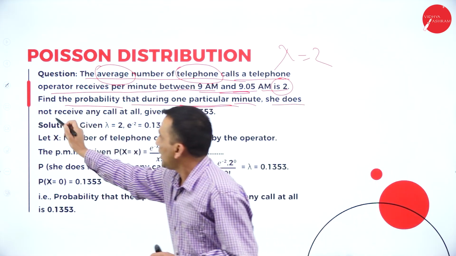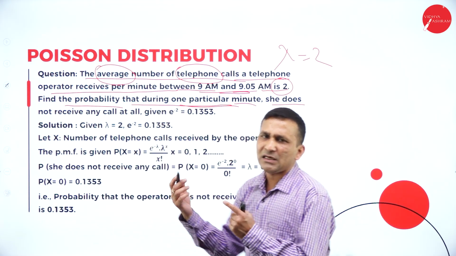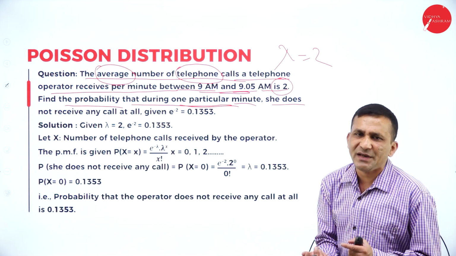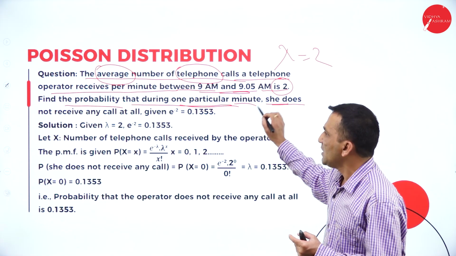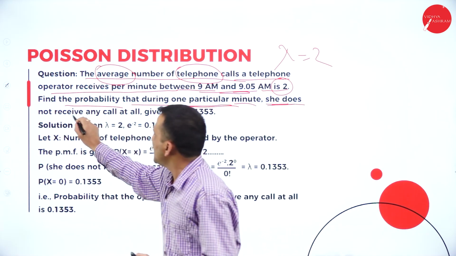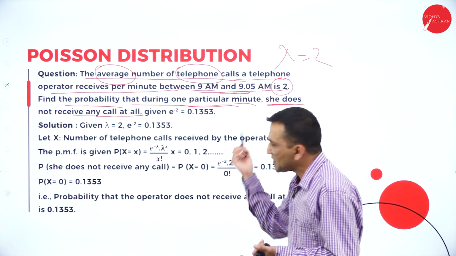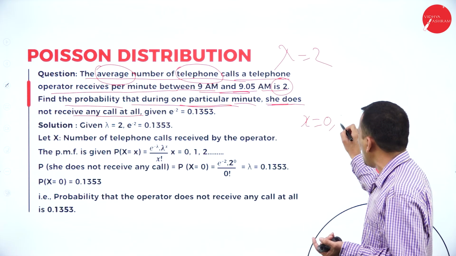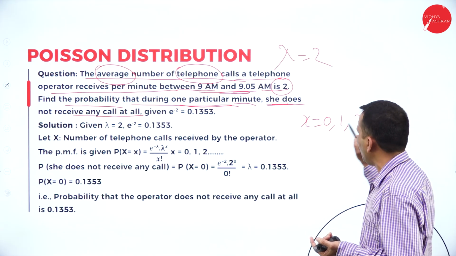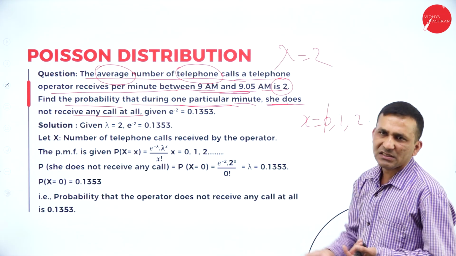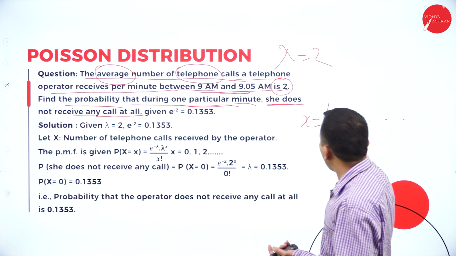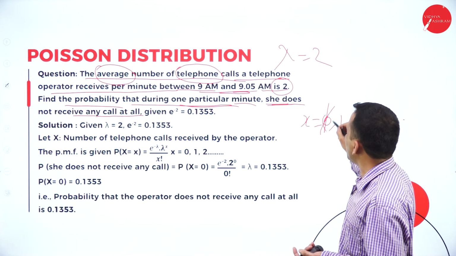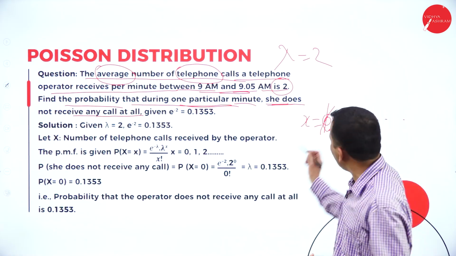So she does not, maybe you can assume the telephone operators, those who are receiving a call, okay, she is a girl, so what, she does not receive any call at all. Okay, does not means what? From the X variant, which is starting from 0, 1, 2, till the number. So does not means 0 is best. Okay, so the suitability here, according to the question, is 0, because she is not receiving any call means 0.